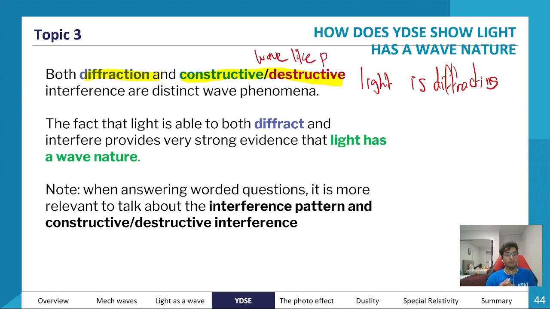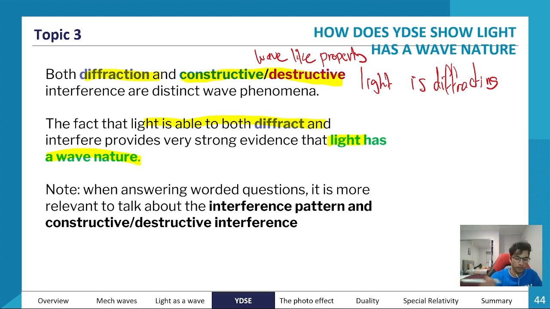Cool. Since he showed that light is able to diffract, that pretty much proves wholeheartedly that light is actually a wave. And with that, that was pretty much conclusive evidence that light is a wave.